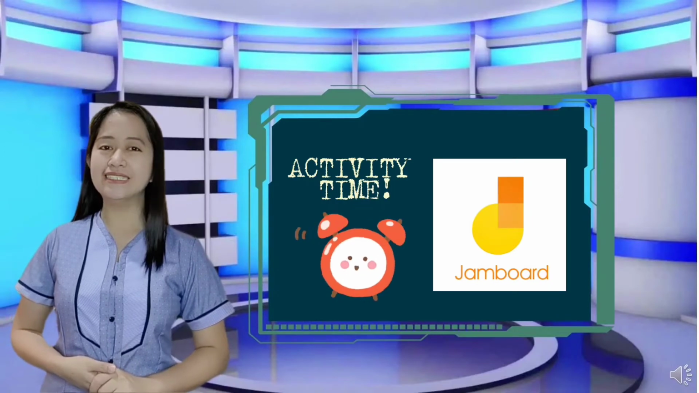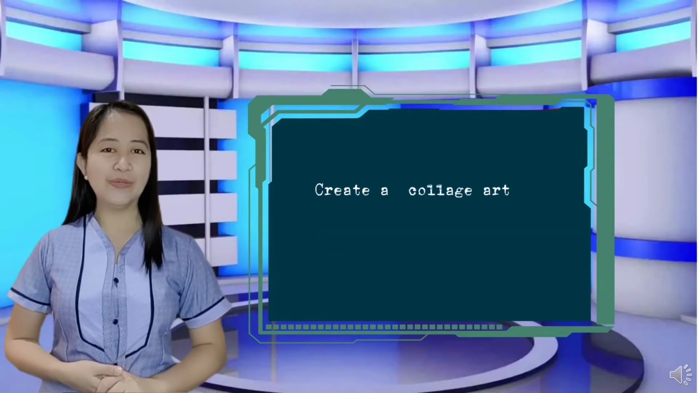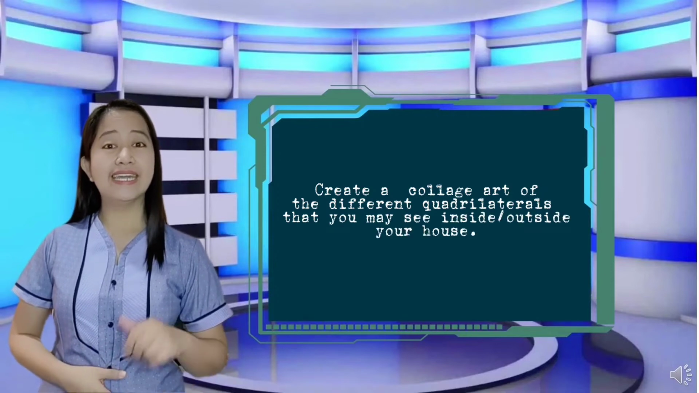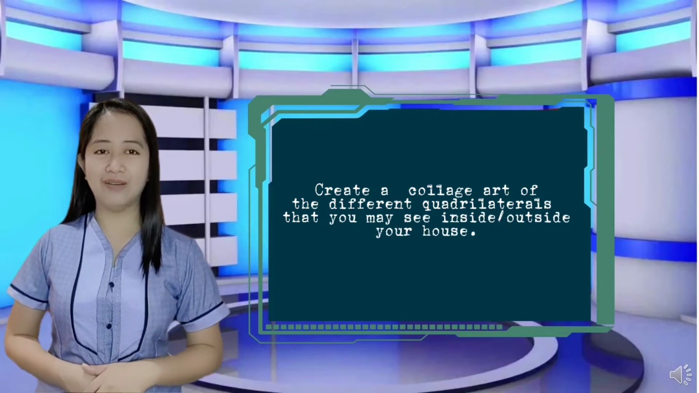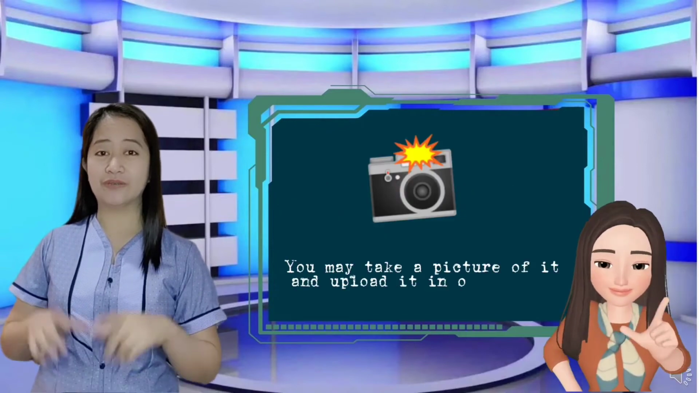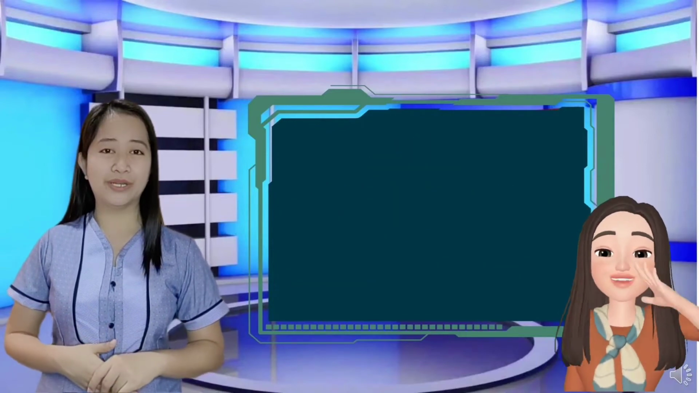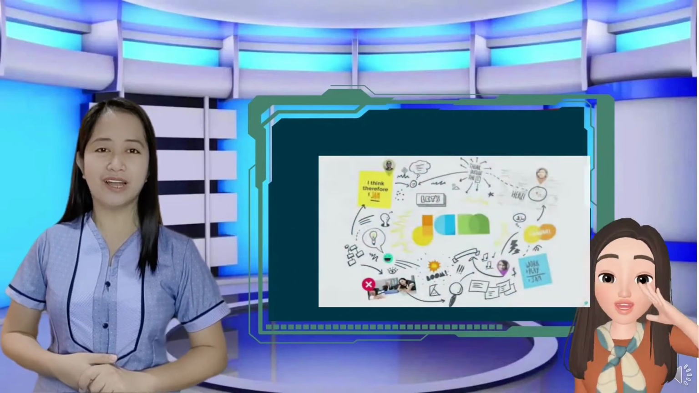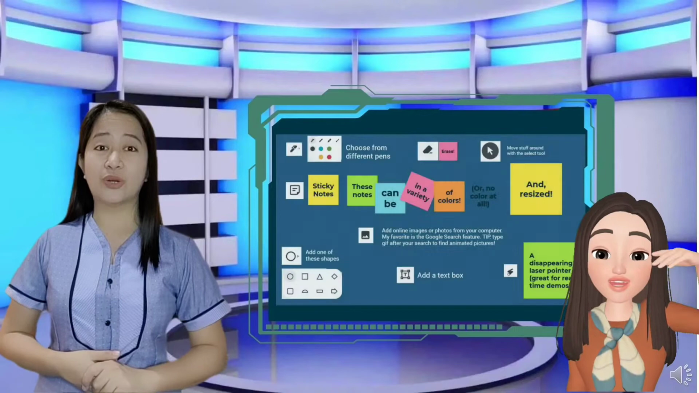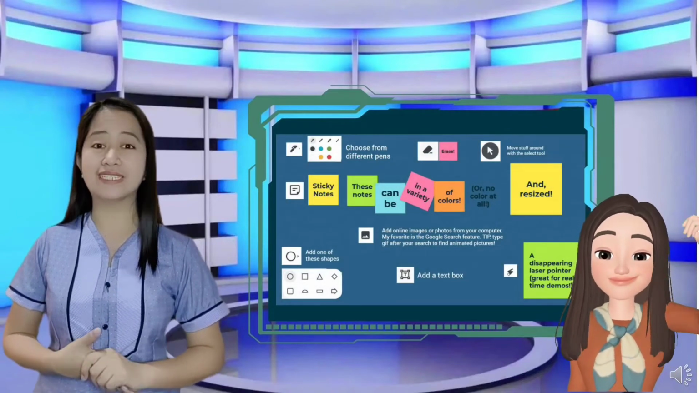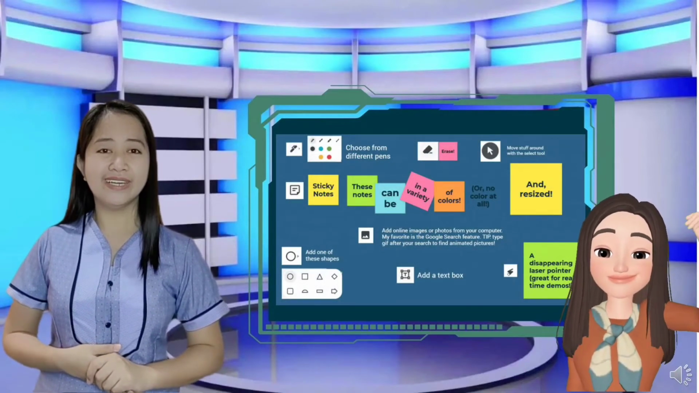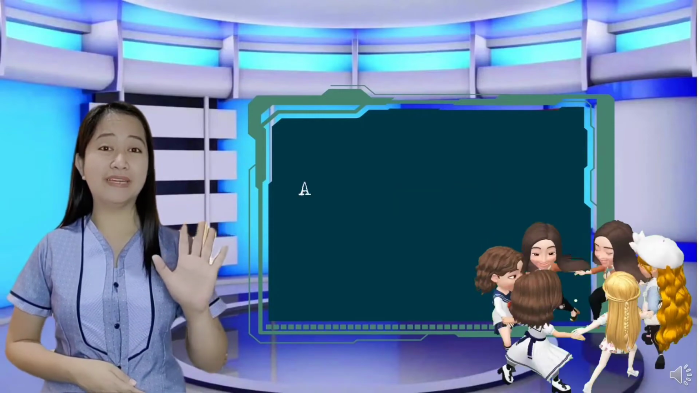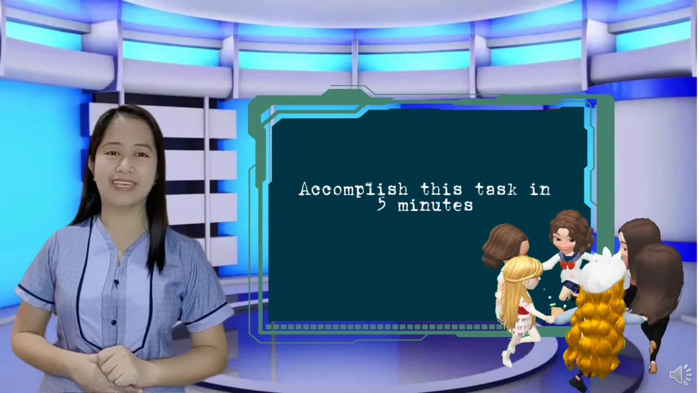Now, using the Jamboard app, create your own collage art of the different quadrilaterals that you may see inside or outside your house. You may take a picture of it and upload it in our board. You may use the different tools in the Jamboard app to create a wonderful artwork such as the drawing tools, the picture tools, or the sticky note. Don't you worry, you will do this as a group based on your section. You have 5 minutes to accomplish this activity. Good luck!